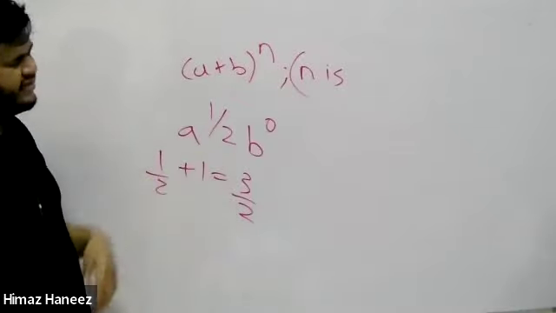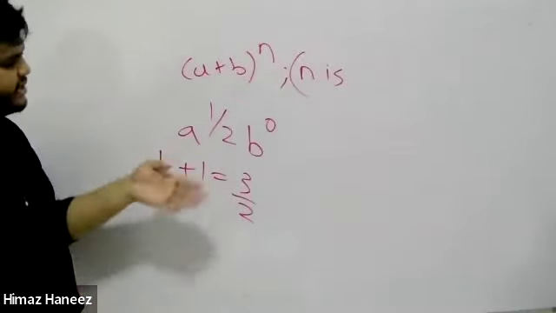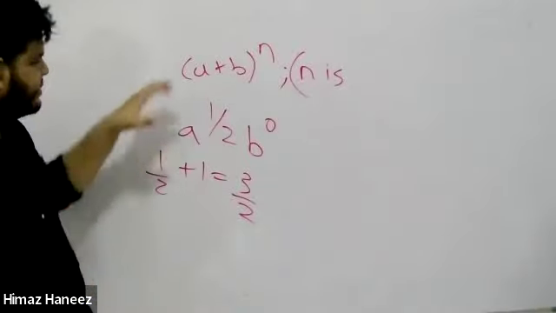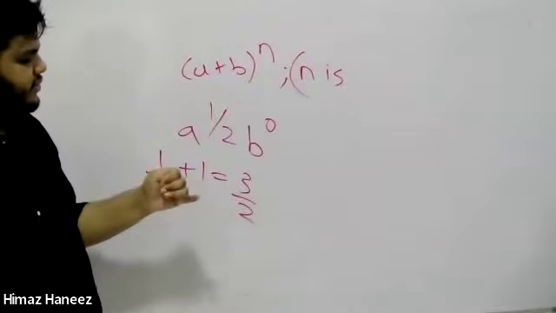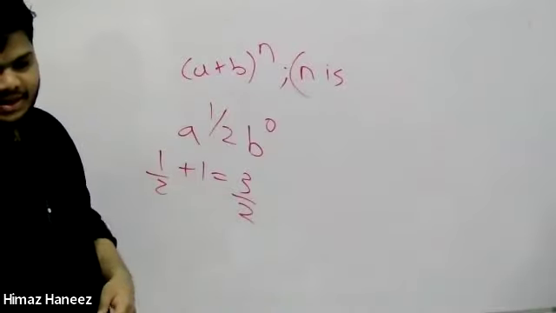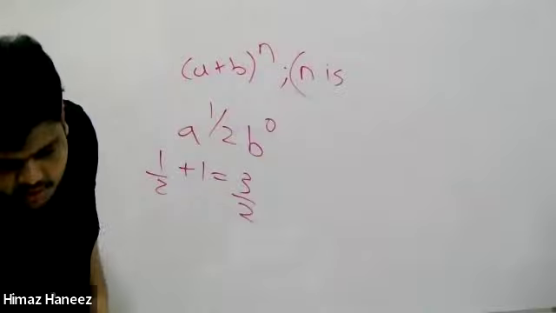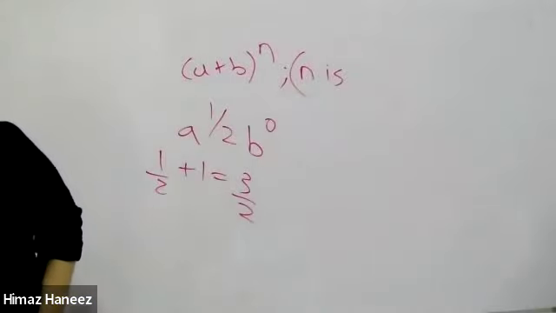3 over 2 means 1.5 terms. Half a term is missing. It's wrong. So n should be a positive number: 1, 2, 3, 4, 5, 6 until infinity. Okay. So that's a small point I missed. Now share.